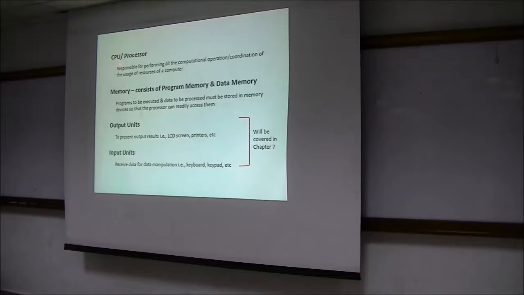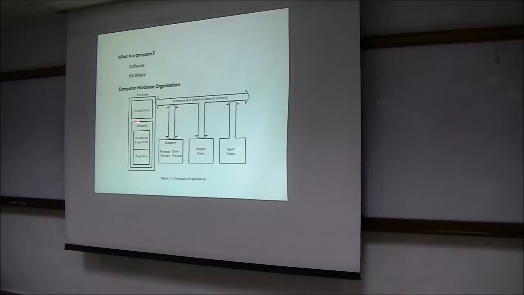So we see the first one, which is actually the CPU, Central Processing Unit or processor. So what does it do? It is actually responsible for performing all the computational operations, coordination of the usage of the resources of a computer. So the first one, I think you know, that the CPU performs arithmetic and logic unit. So this whole thing is known as the processor. And inside the processor, it's broken down into control unit, arithmetic logic unit, and registers. We shall see that later. So for now, we are focusing on processor, memory, output, and input.